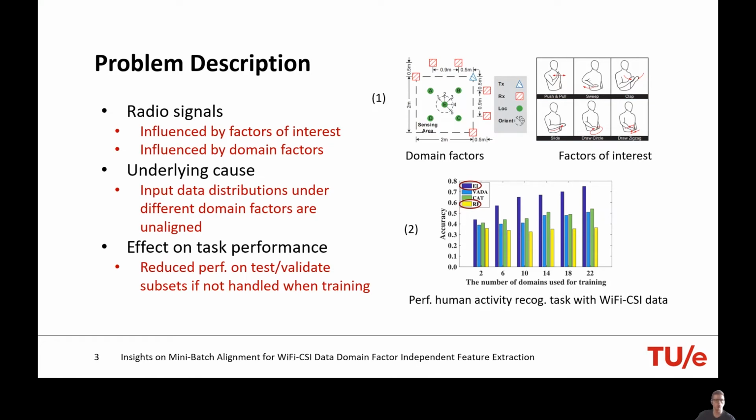gestures have been performed. In addition to the factors of interest, there is also a lot of domain influence imposed on these radio signals. So, for example, a specific lamp or specific piece of furniture in a room will influence the way that radio signals propagate through space, but also the humidity in a specific room will cause this.